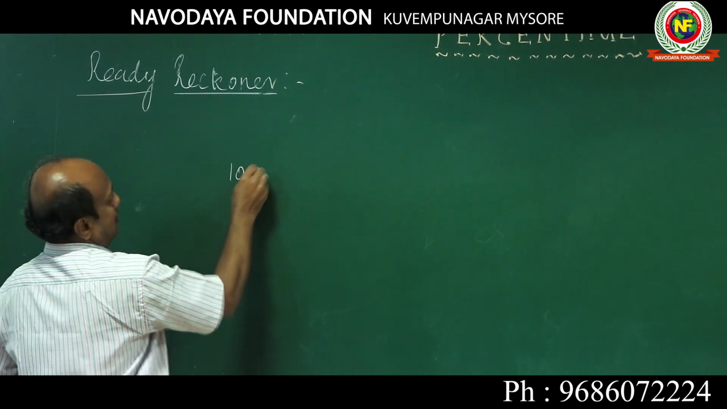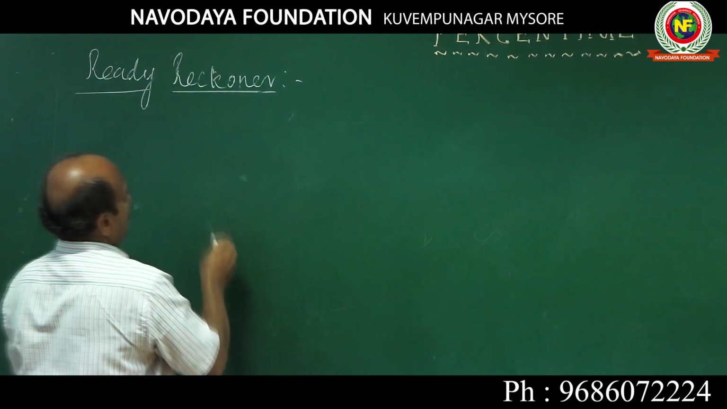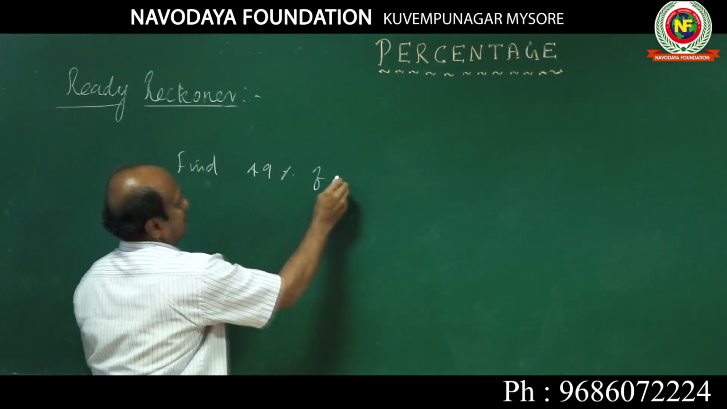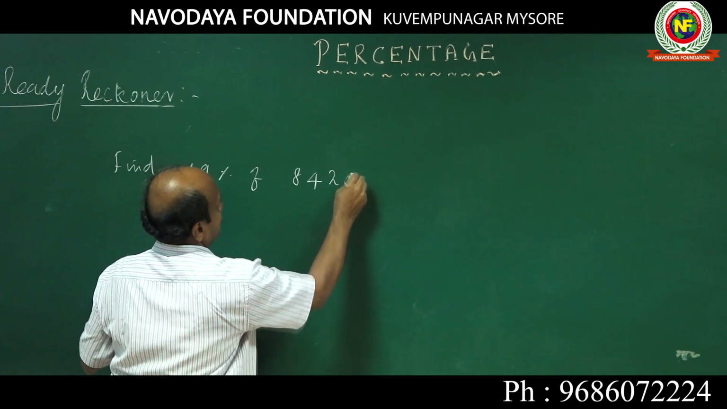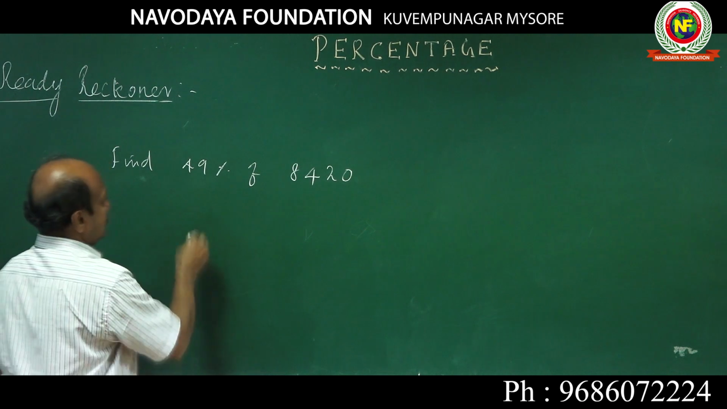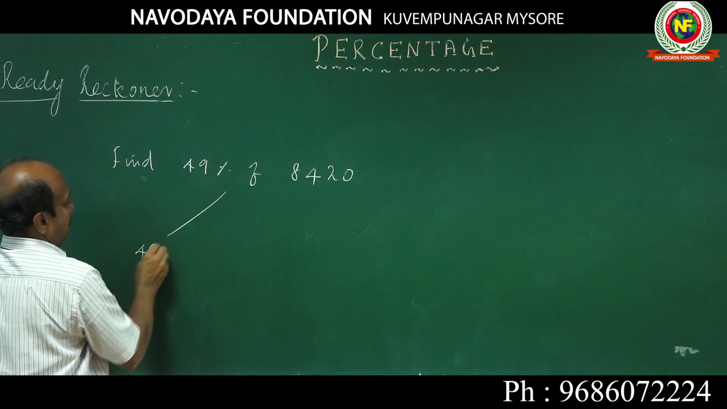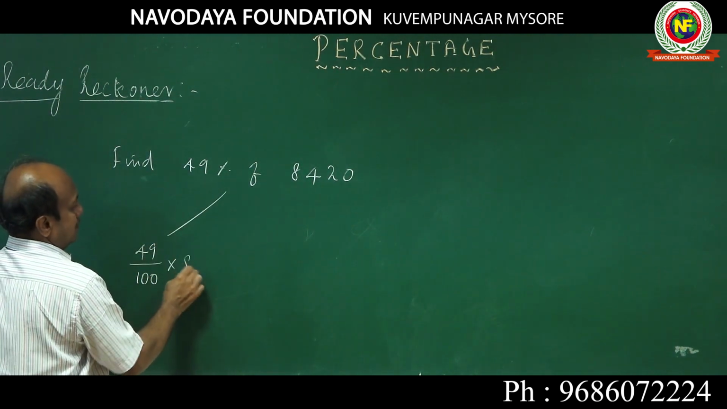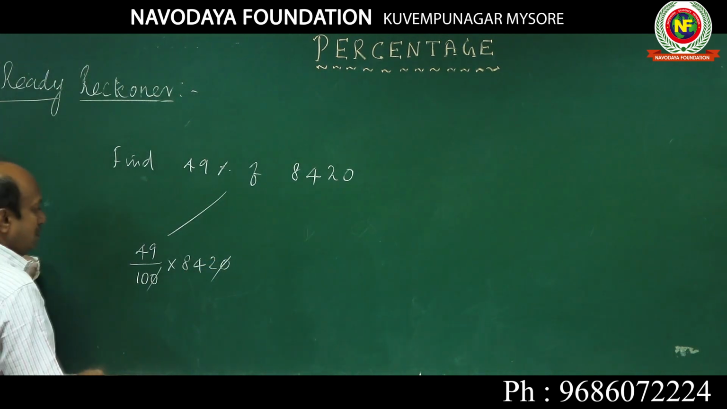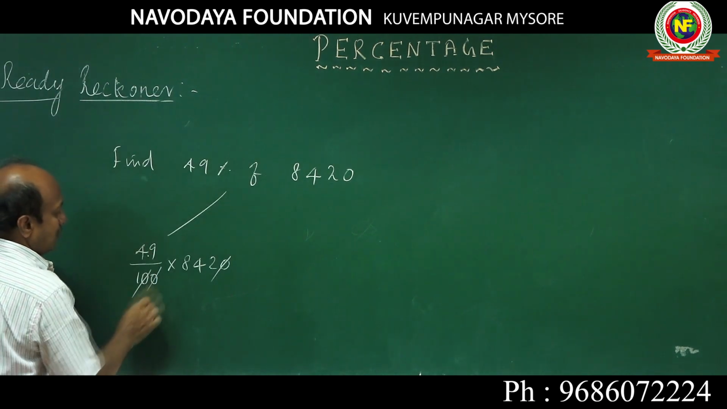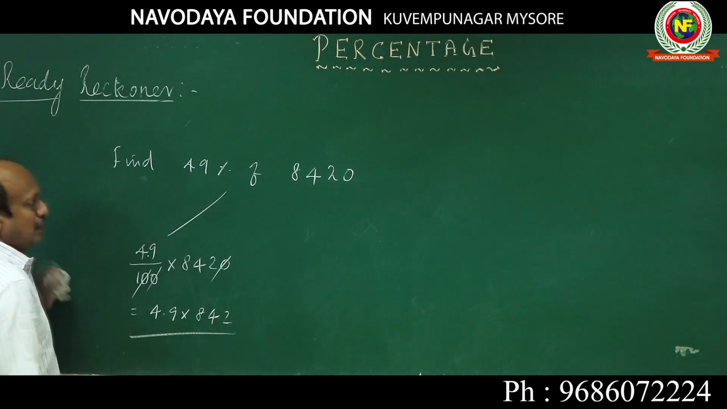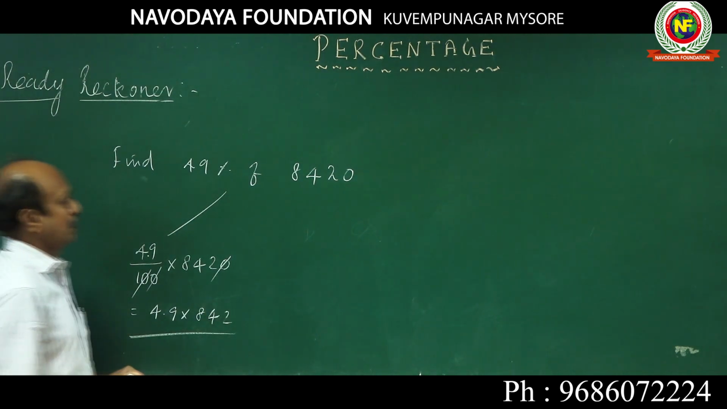For example, find 49% of 8420. Majority of the students, they used to write in this manner: 49 by 100 into 8,420. They will cut the zeros. Further, they will find difficulties to solve this, which involves a lot of calculations. But better, you can go the other way of solving.